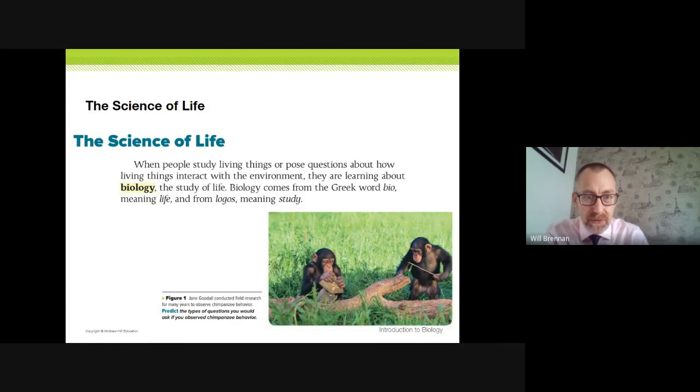Okay, if you look into your book, you will see the first section we are going to cover is the science of life, which is on page 4.